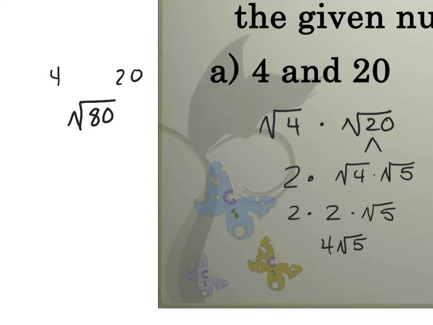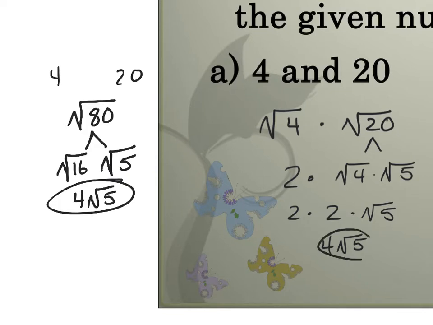Well, we still have to break it down, don't we? Now, remember, when you break it down, give me one of the numbers that we can take the square root of. I don't care what you pick. Just give me one that we can take the square root of. 16 and 5. What is the square root of 16? 4. Notice it still ended up as the exact same answer either way.